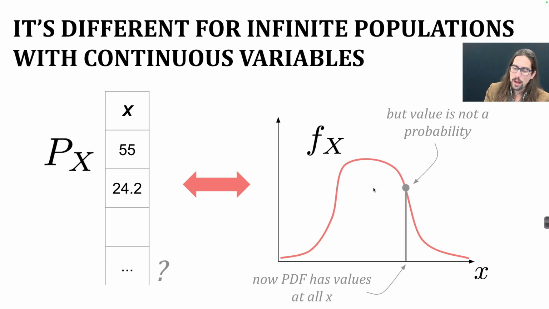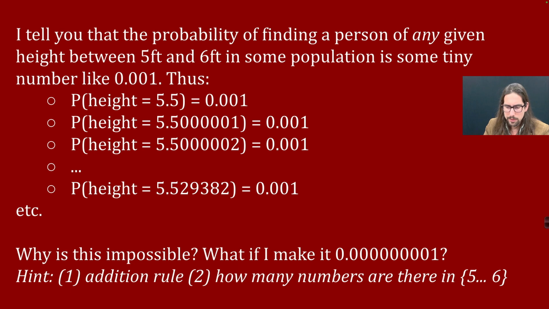But unlike the case with discrete variables, the value of the density at a given value does not represent the probability that the random variable takes that value little x. And why is that? So let's look at this problem. Again, I encourage you to pause and read this and try to figure this out for yourself before moving on.